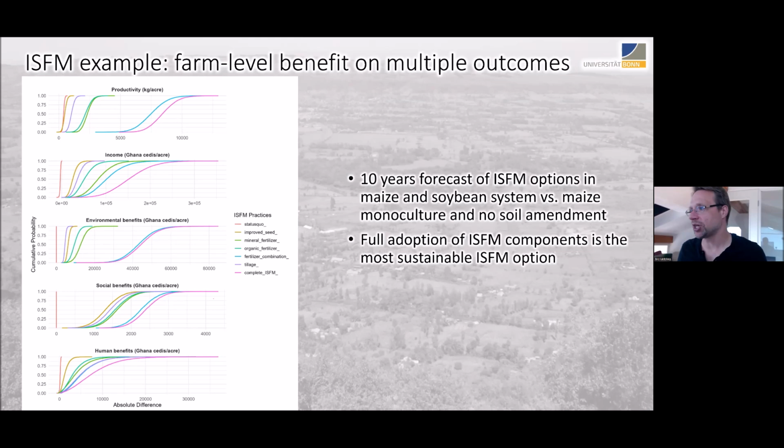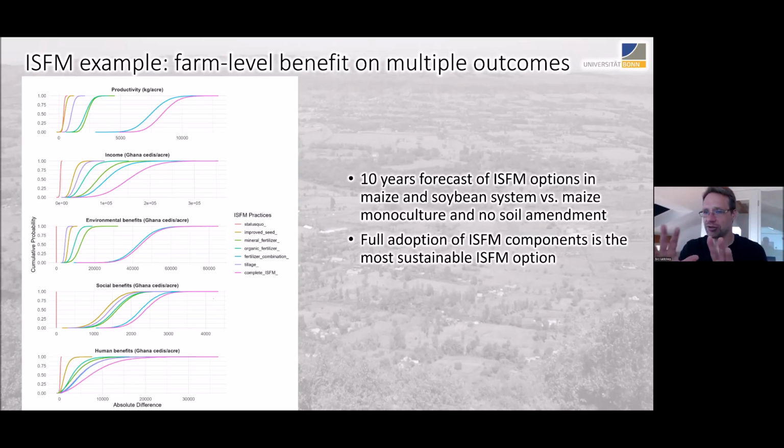And what we can see quite clearly here is that full adoption of all the ISFM components is the most sustainable, or at least the most profitable, of the options. So we would actually recommend to farmers that they adopt the whole thing. Obviously, they won't necessarily do this. They're not necessarily going to be able to read these results and follow exactly what we do.